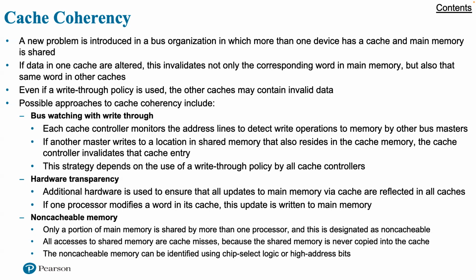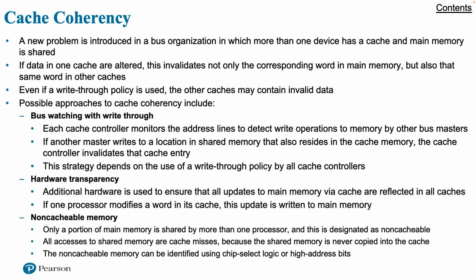Another possibility is hardware transparency. Additional hardware is used to ensure that all updates to main memory via cache are reflected in all caches. Thus, if one processor modifies a word in its cache, this update is written to main memory. In addition, any matching words in other caches are similarly updated.